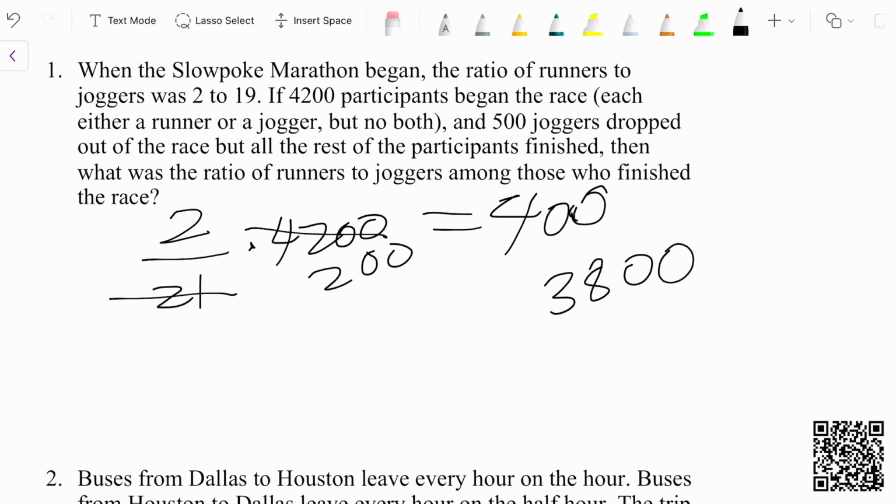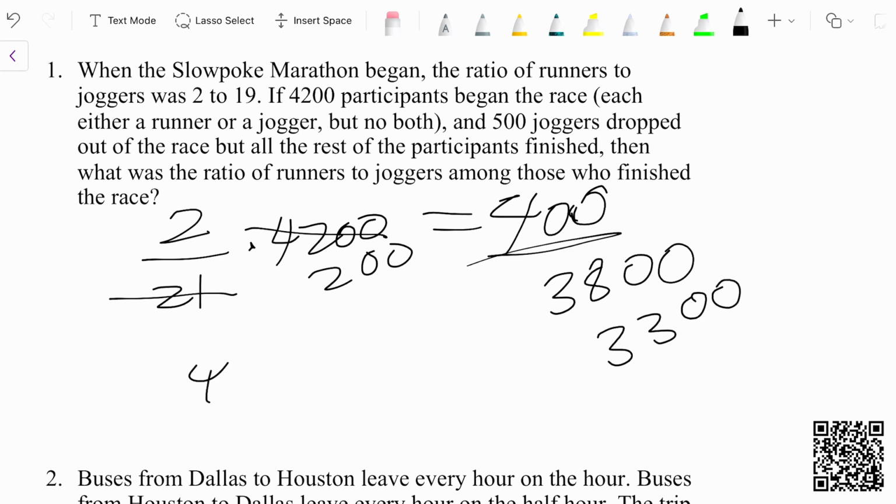So taking that into consideration, since 500 joggers dropped out of the race, but all the rest of the participants finished, which means that none of the runners dropped out, which I don't know what they're doing here, but who cares? That means that there are 3,300 joggers still left in the race.